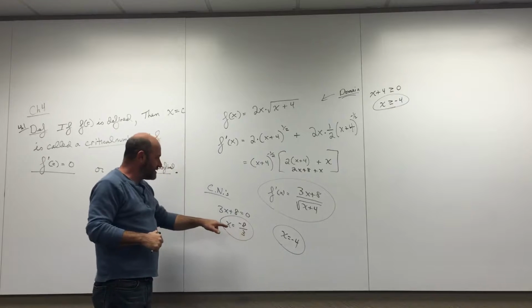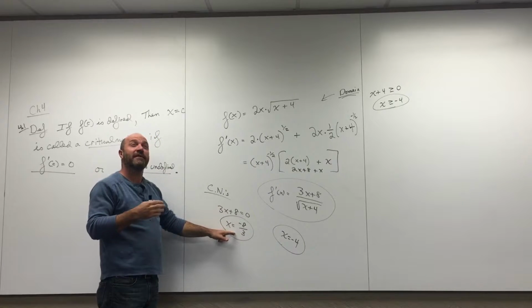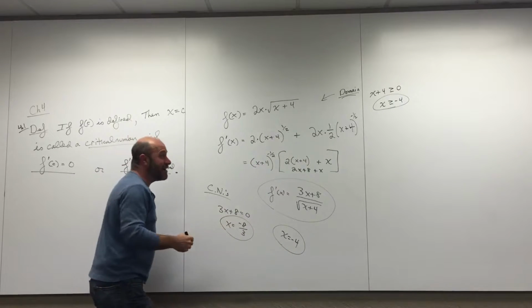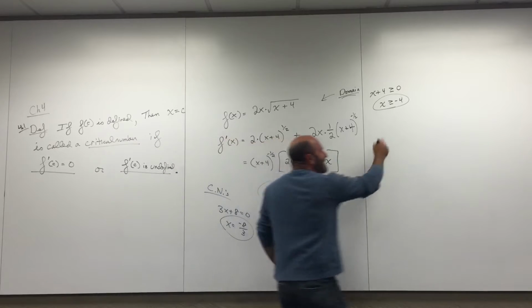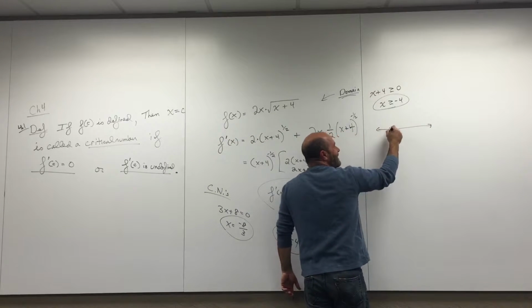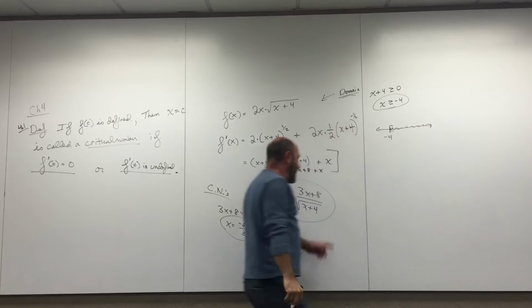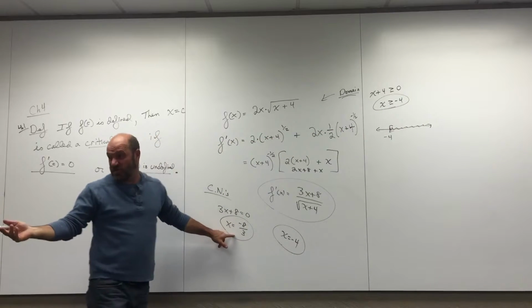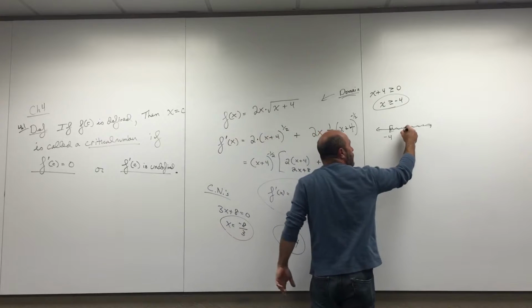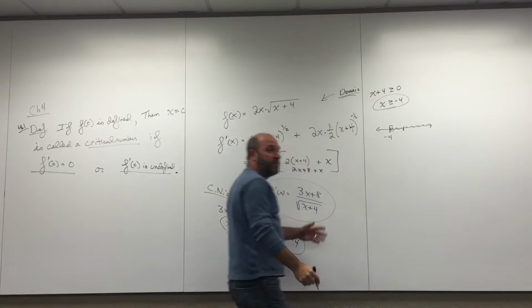What about this? Is this greater than or equal to negative 4? I gotta check my number line. I think it is, isn't it? We're saying the domain is all these numbers. That negative 8/3 is negative 2 2/3. Yeah, that falls in here. Yeah, these are both critical numbers.